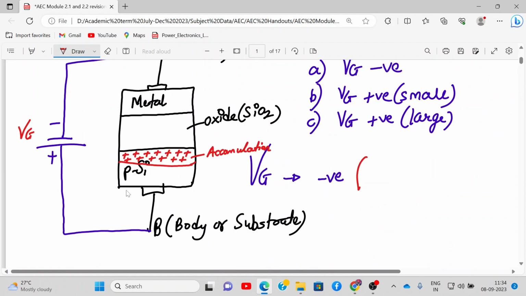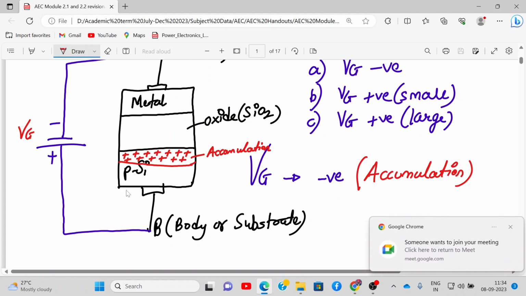So this region of operation is called accumulation. This is not useful. If we apply a negative voltage to an N MOSFET, it's not useful at all. It's basically a two element device, a two terminal device right now. Got it? No carriers can flow inside.